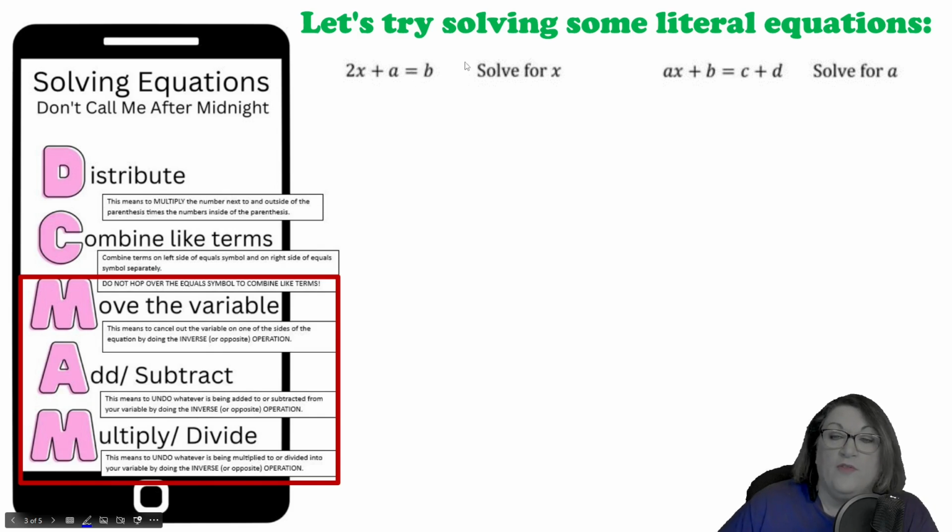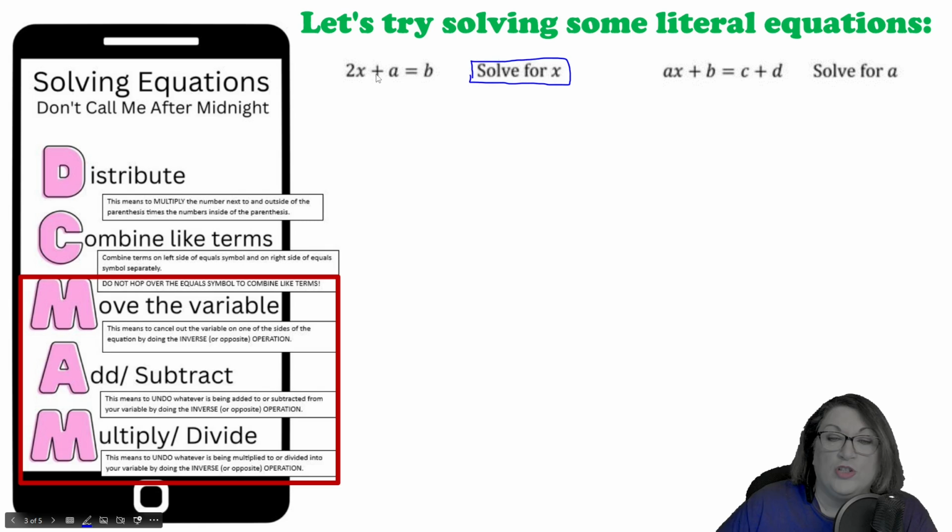Okay, so for this one, they're asking us specifically to solve for x. One thing about literal equations is they will ask you to solve for a specific variable. And literal equations have more than one variable. So this one has an x, an a, and a b, but we're solving for only x, which means we need to get x by itself.